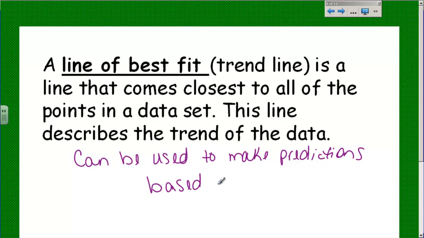And that's what we're going to do with it. That's the point of a line of best fit. We'll draw it in, we'll look at it, and we will use it to make a prediction about what's going to happen, because this is what has happened. Now what do you think is going to happen?